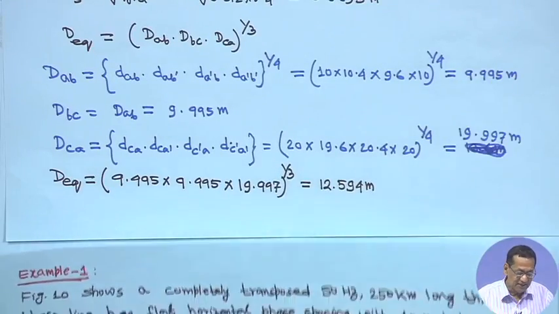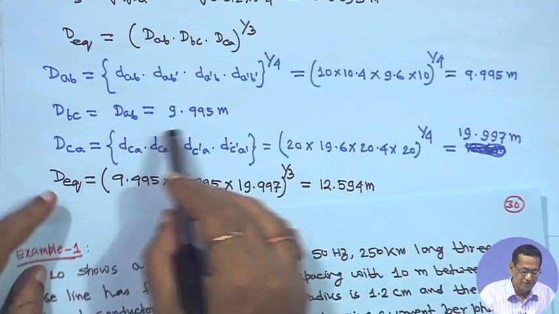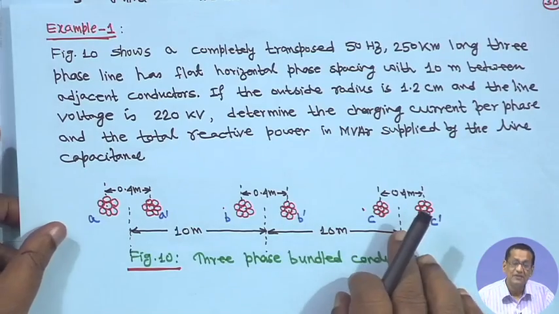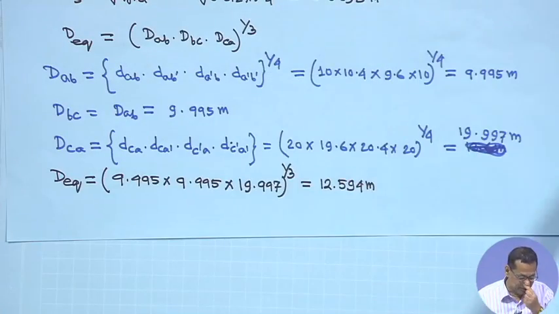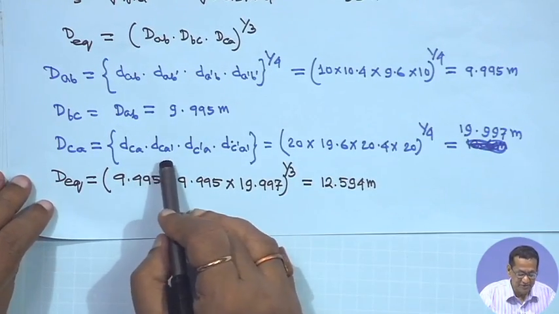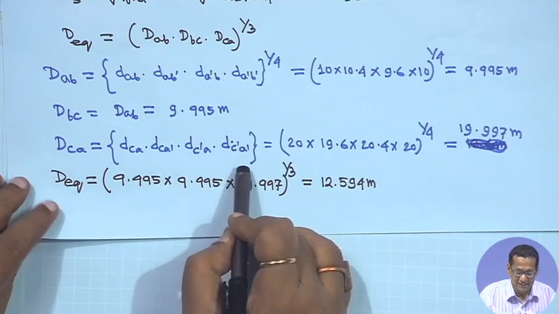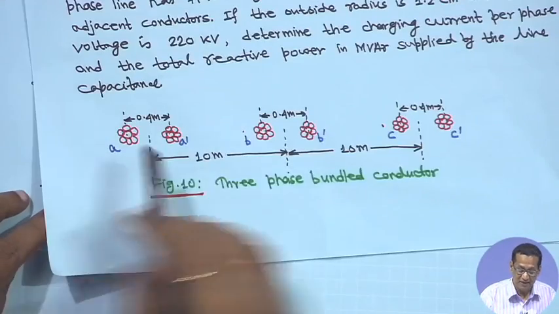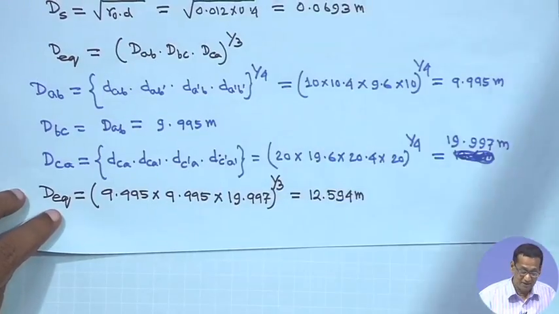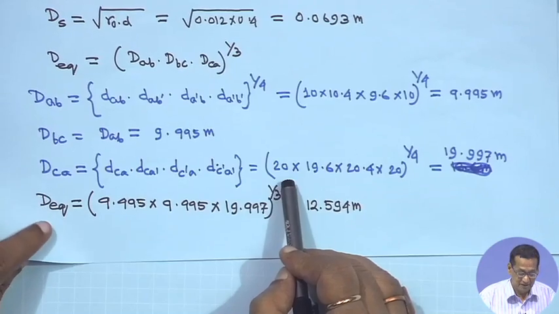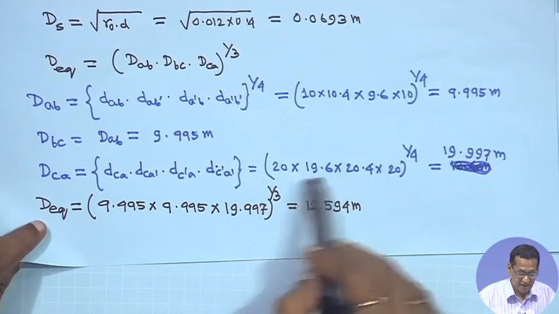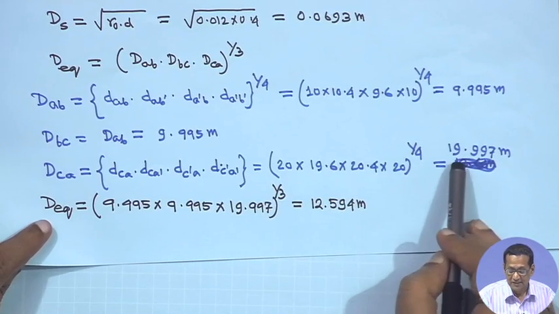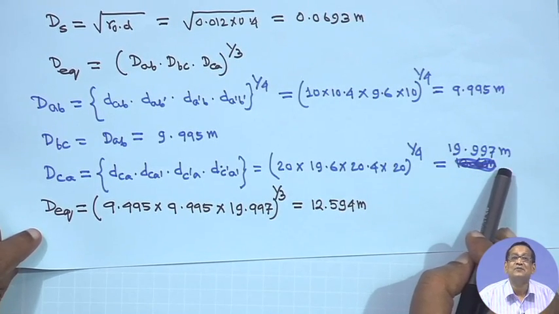So, similarly, your dBC is equal to dAB, both are the same from the symmetry, AB to BC same. Now similarly you calculate dCA. So if you calculate dCA, it will be dCA into dCA dash, dC dash A into dC dash A dash, to the power 1/4. From this figure you will find that dCA is equal to 20 meter, then dCA dash 19.6, and dC dash A 20.4, and dC dash A dash 20, so the result is 19.997 meter.